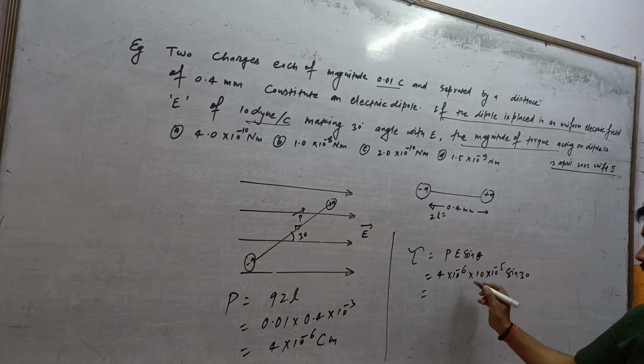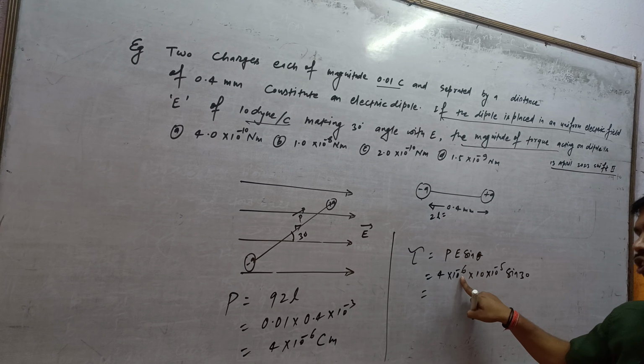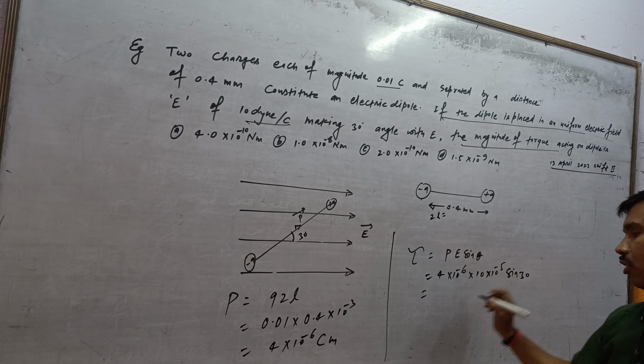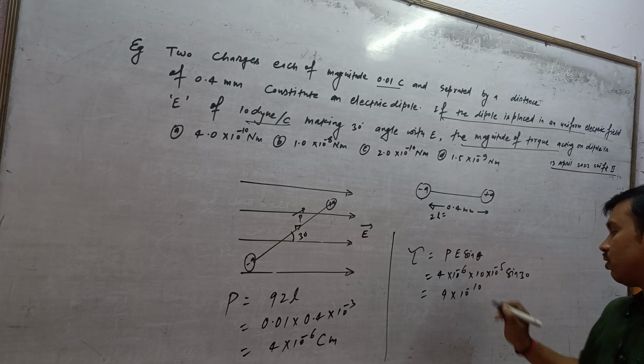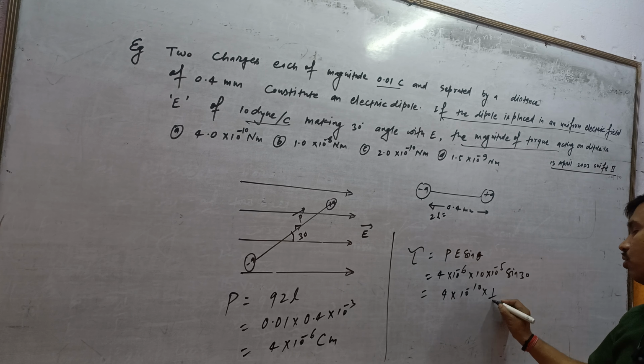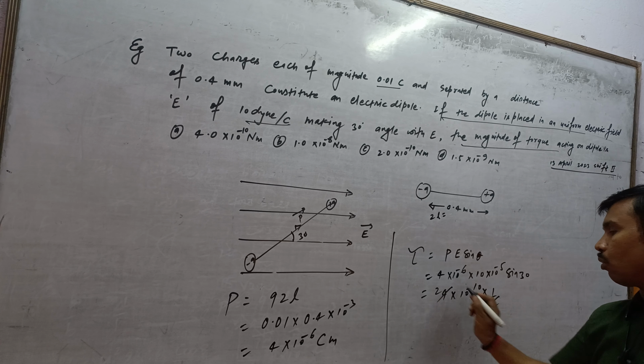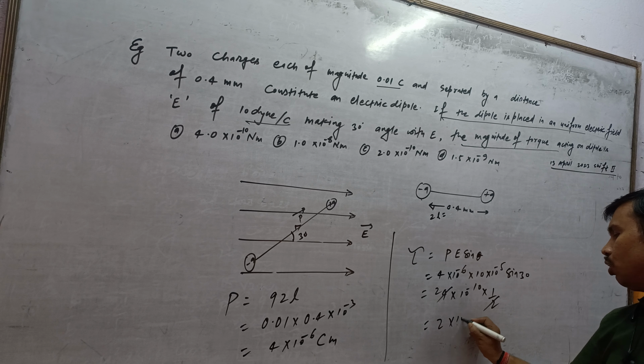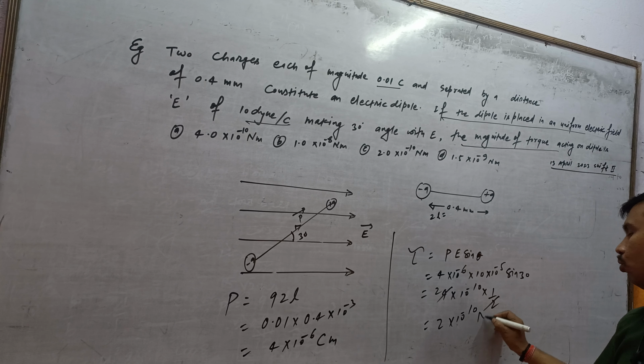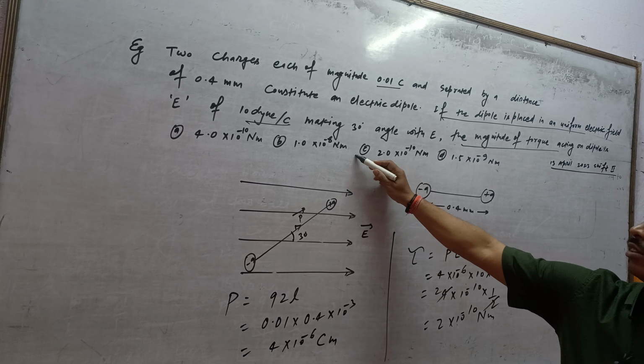Now we calculate: 10 to the power minus 6 times 10 to the power plus 1 times 10 to the power minus 5 gives 4 into 10 to the power minus 10. And sin 30 is 1 by 2, so 4 times 1 by 2 is 2 into 10 to the power minus 10 Newton meter. It means option C is correct.